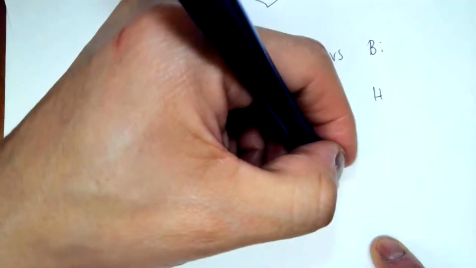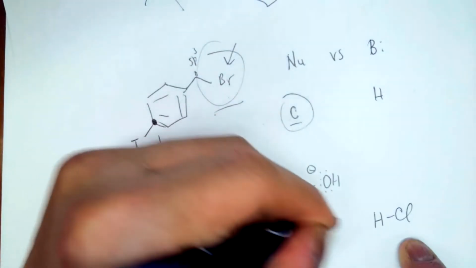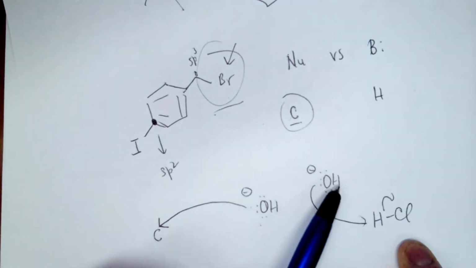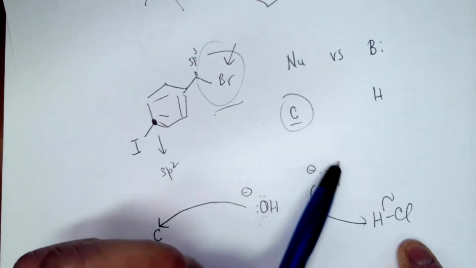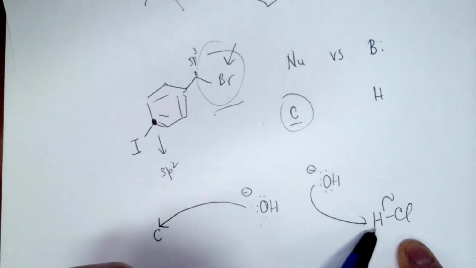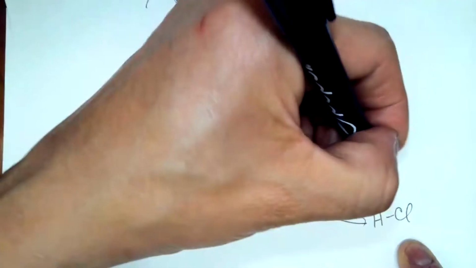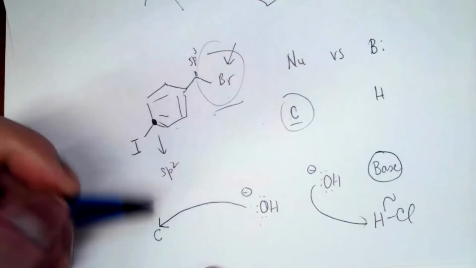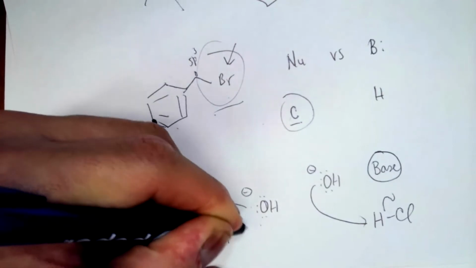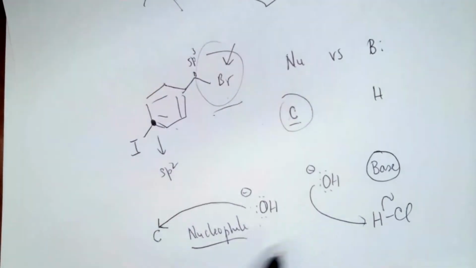What if this same OH minus, instead of attacking a carbon, now attacks HCl? In this case, OH is also a negatively charged species, has electrons, and is able to donate them, but it donates them to a hydrogen. Now it's behaving as a base. With carbon, it was behaving as a nucleophile. Hopefully it is clear, the difference between a base and a nucleophile.